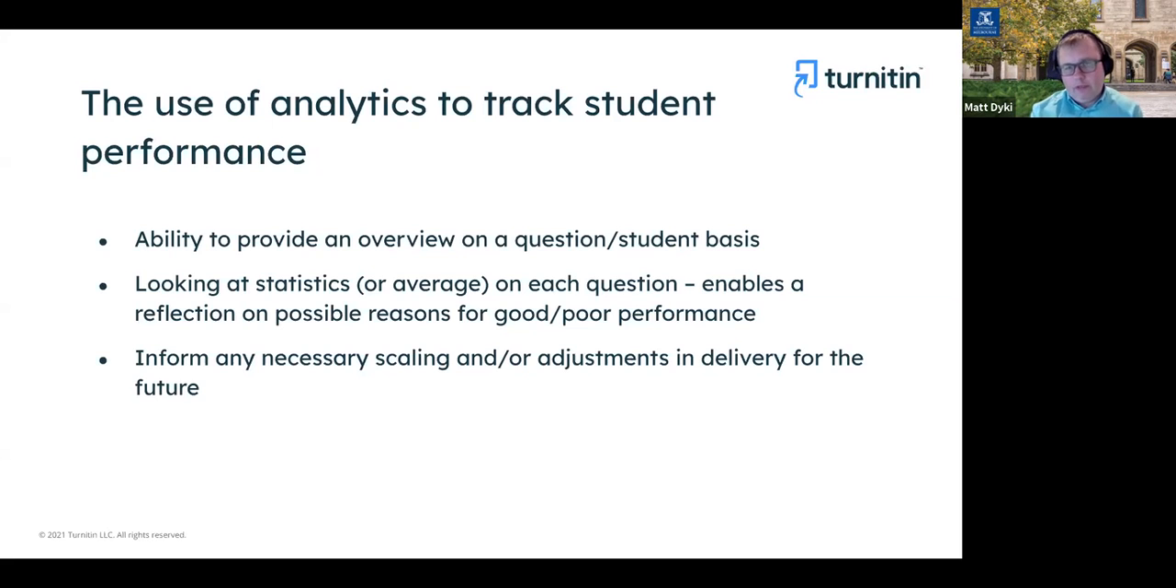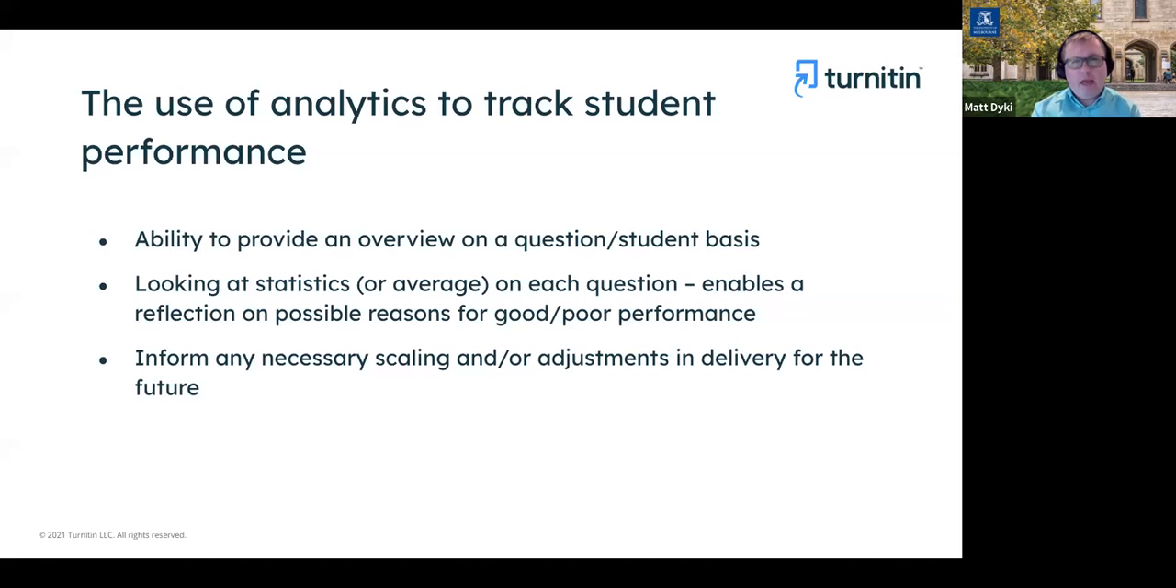So as mentioned previously, at least at Melbourne at the moment, largely speaking, our use of Gradescope is focused very much on the end of semester exam, occasionally the mid-semester exam as well, but it's exam-based, which doesn't necessarily give us the ability to do as much in terms of providing feedback to students during the semester, but it's still quite important for us. For us, one of the big abilities is the ability to provide an overview on a question by question or student by student basis.